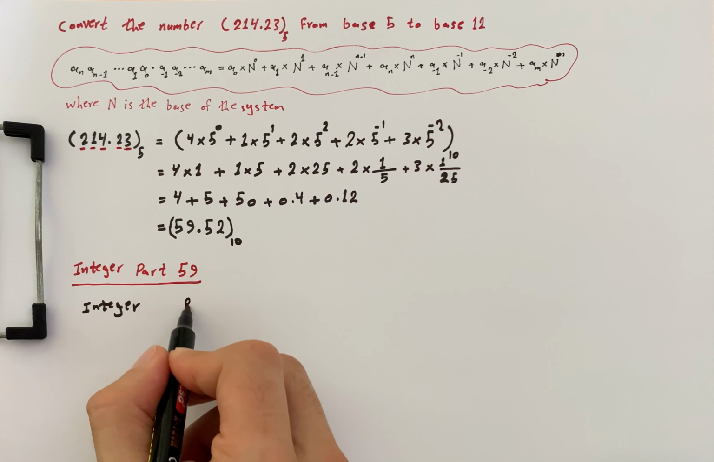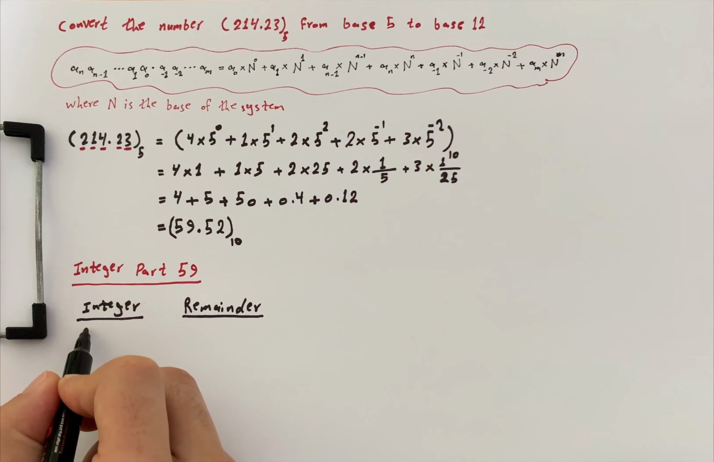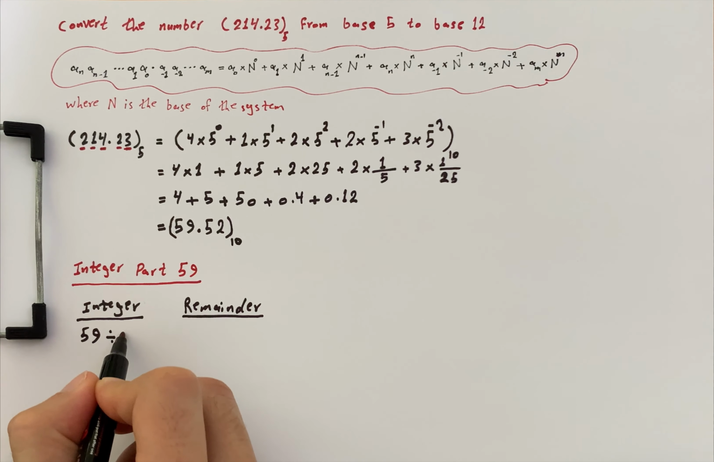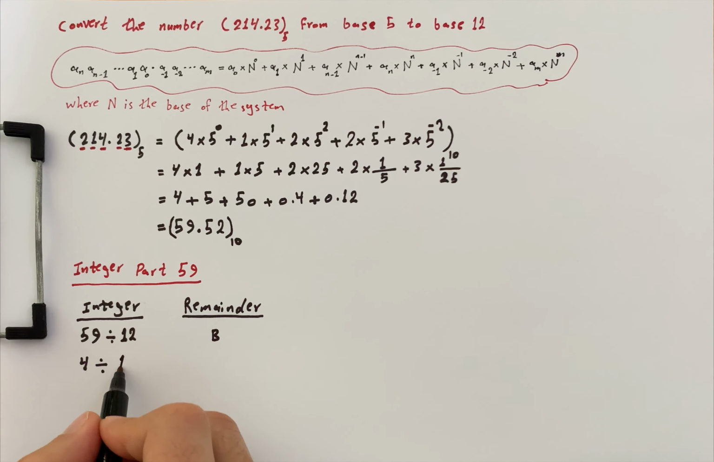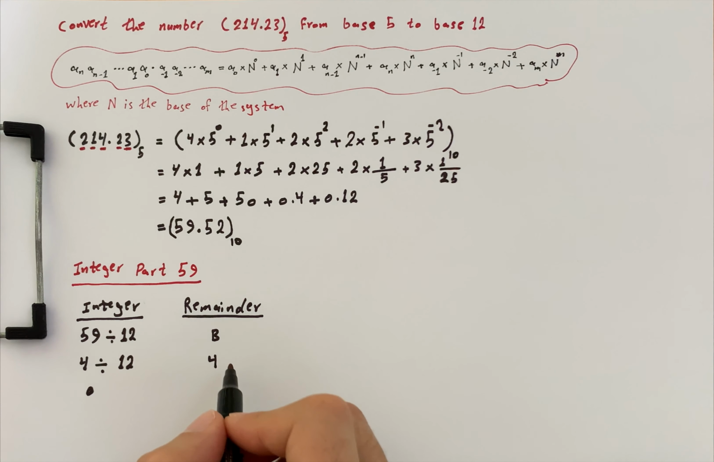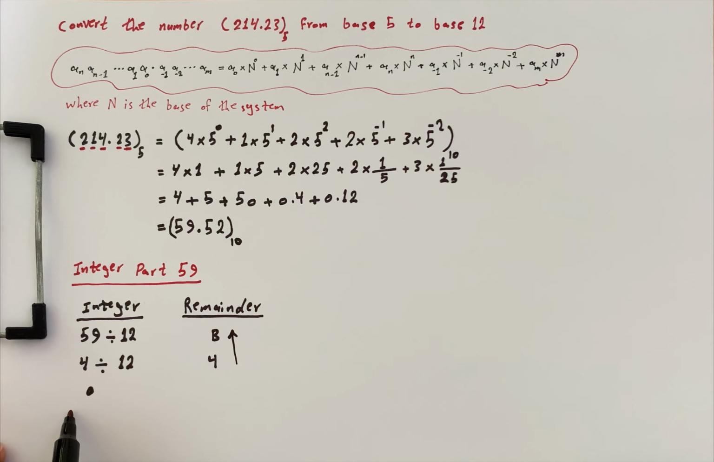Make two columns, integer and remainder. Divide 59 by the base 12 gives 4 with a remainder 11, which is equal to b in base 12. Then divide 4 by the base 12 gives 0 with a remainder 4. Traverse the remainder column from bottom to top. So the number 59 in decimal is equal to 4b in base 12.